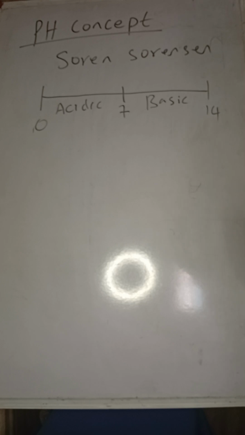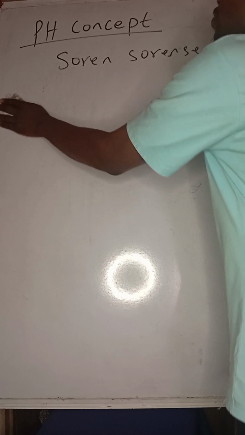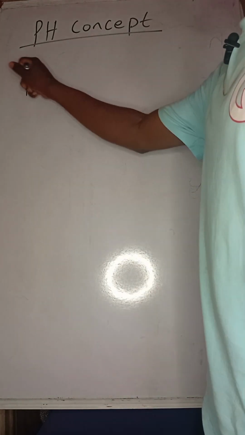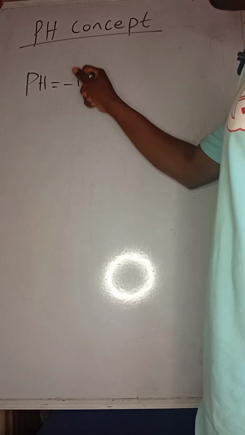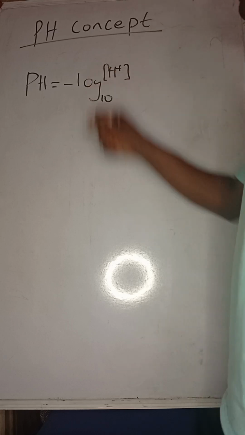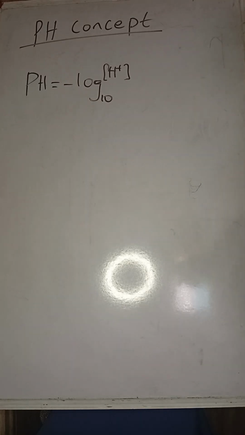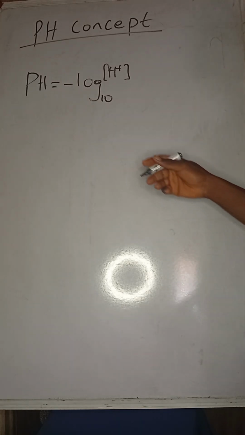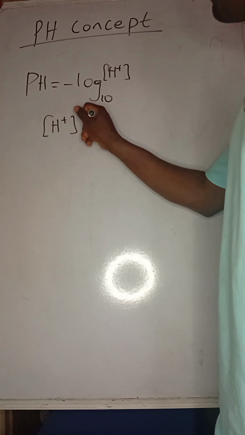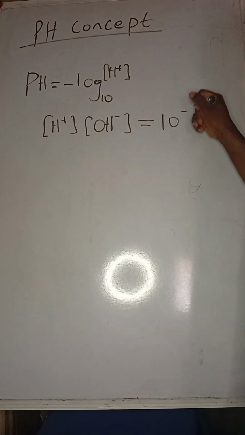Now, what I'll quickly like to look at is how do you measure pH? So quickly, for measurement of pH, which is my main concern. Now, pH is actually measured by the negative logarithm of the hydrogen ion concentration in the solution to base 10. So the number system is base 10, so it's just the negative logarithm of hydrogen ion concentration. If you multiply the hydrogen ion concentration with the hydroxide ion concentration, you are going to get 10 raised to power minus 14.